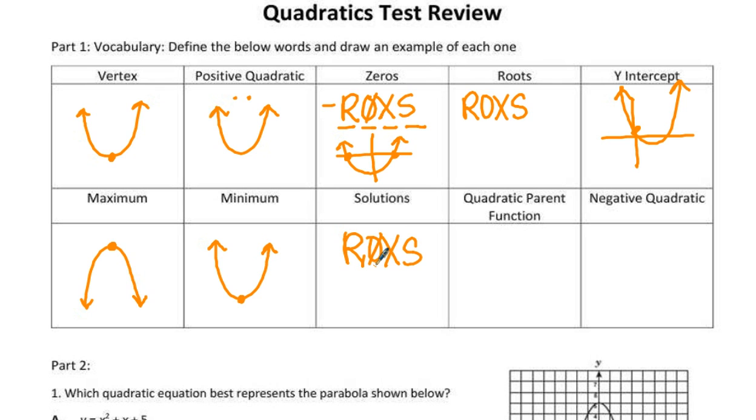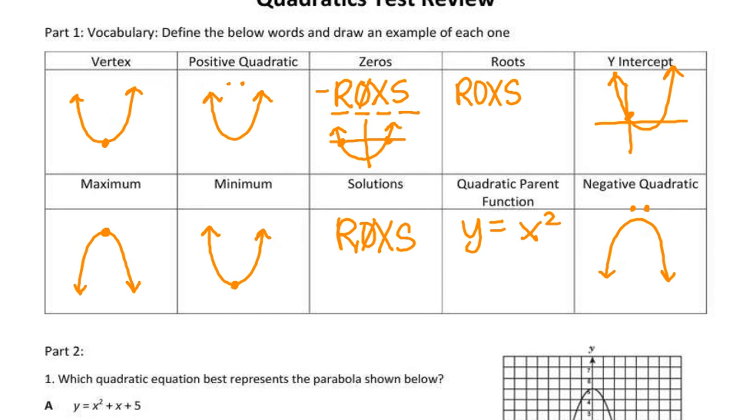Our quadratic parent function, remember this one is y equals x squared. He's the OG of parabolas, I guess you could say, or the OG of quadratics. He is just the most basic function of our quadratics, and he is y equals x squared. And then our negative quadratic, these are the ones that open down, and they make a sad face as well.